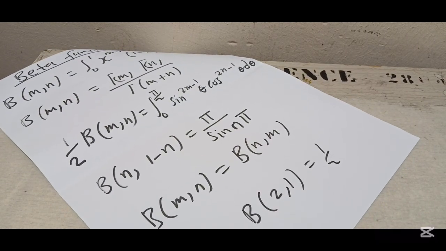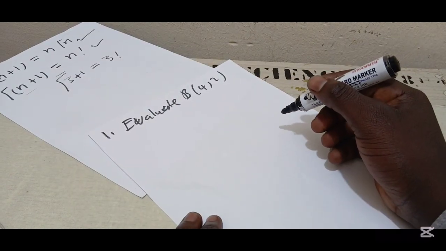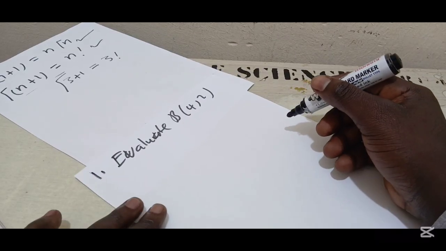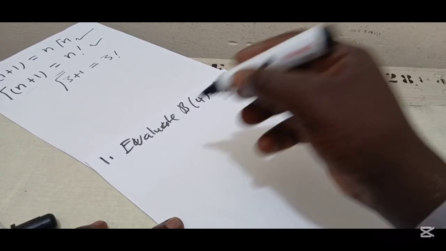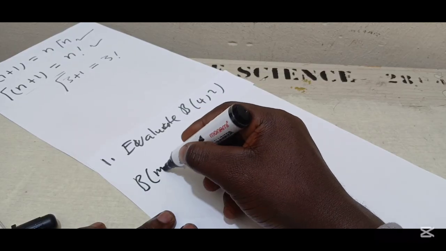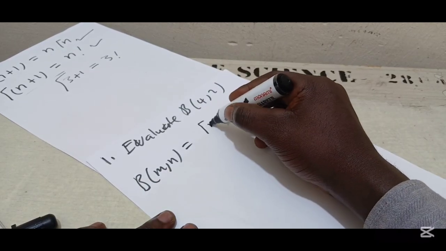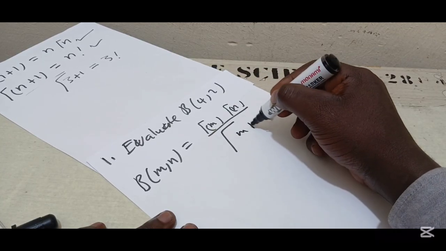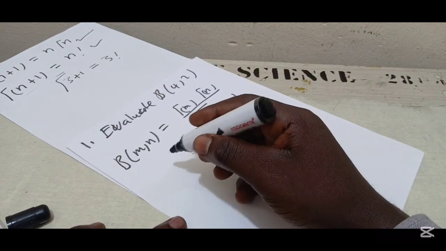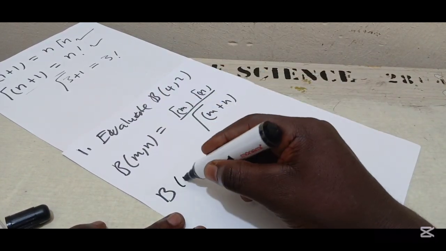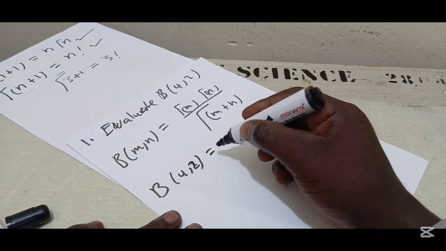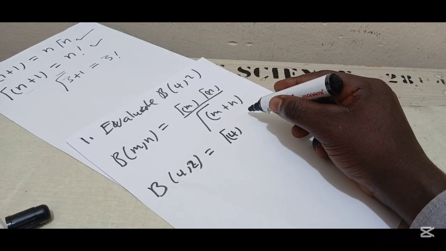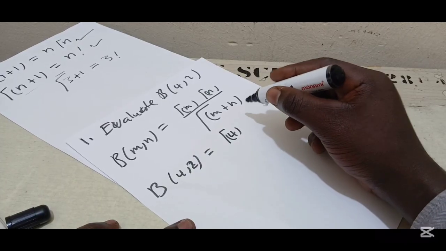So let's start solving problems. Evaluate beta of 4, 2. To do problems of this kind, we have to use the relation between beta and gamma formula. If we have beta of m, n, it should be equal to gamma m gamma n all over gamma of m plus n. Whichever way you do it, you are going to get the same answer due to the symmetry property.